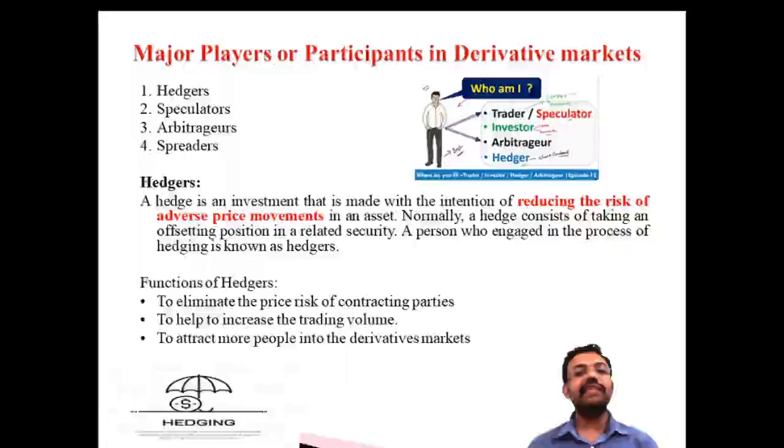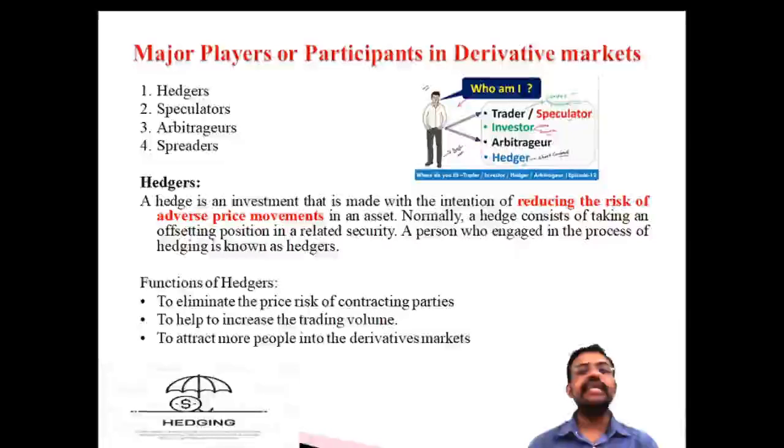Okay, and after that, what are the major players in the derivative market? Suppose you are engaging in the derivative market, there is a question: who am I? You are the trader, the investor, the speculator, or the arbitrageur. So let us discuss what major players are involved in the derivative market. There are basically four categories of players: hedgers, speculators, arbitrageurs, and spreaders. These are the four categories of players involved in the derivative market. Let us discuss one by one.